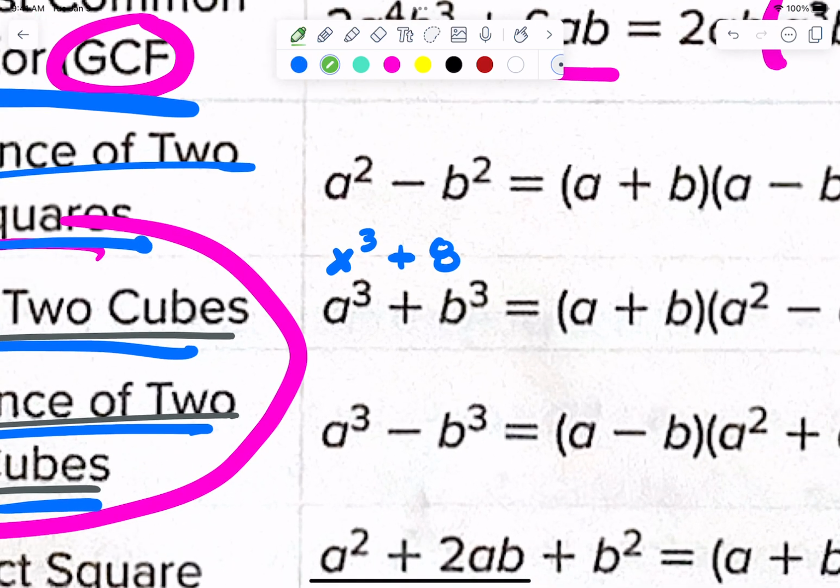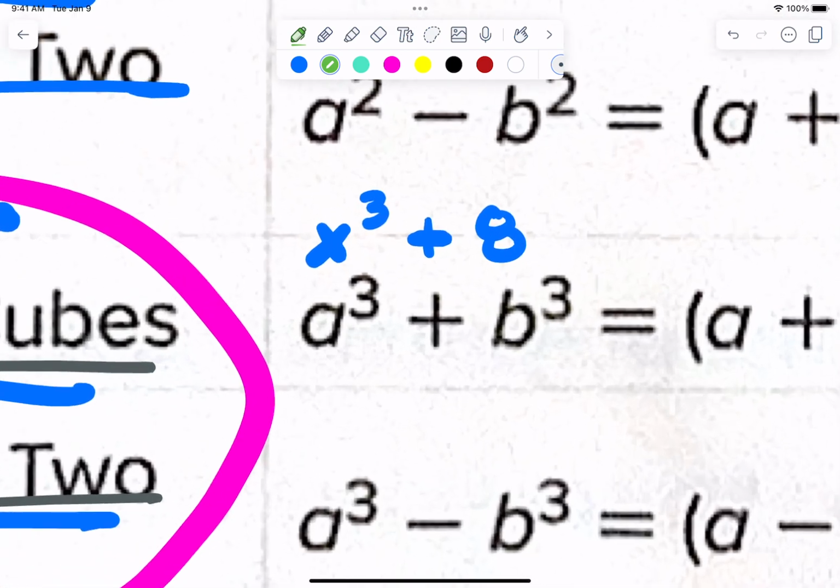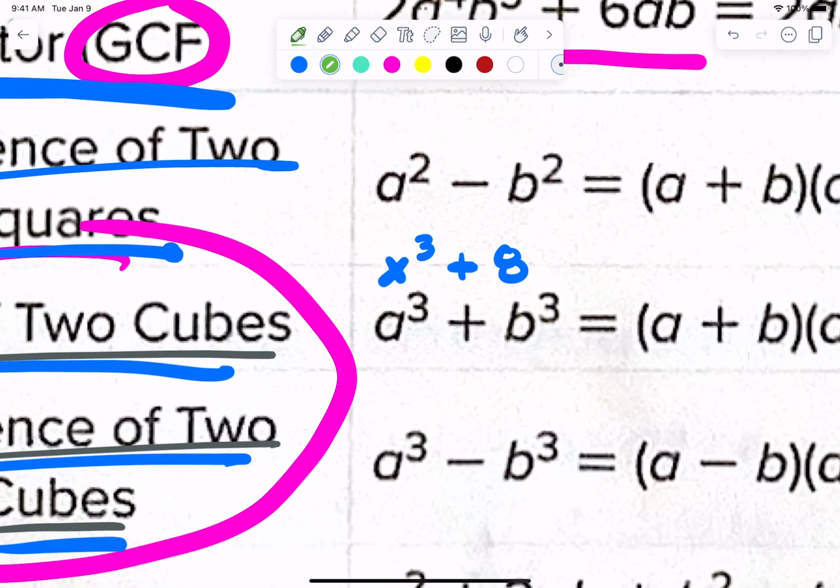The 2 things we're looking for: first thing is a sum. Is this a sum? Yes. How do I know it's a sum? Because it's positive. Then I'm looking for 2 things that are cubed. So is x cubed something that's cubed? Yes. What would the cube root of x cubed be? X. Just x, right? X to the first power.